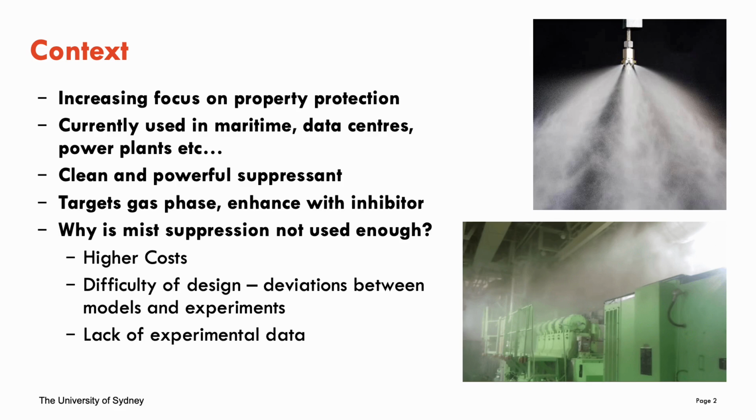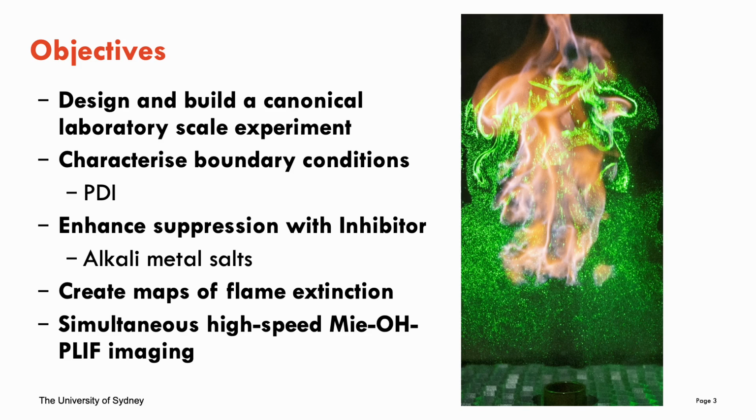But if water mist suppression is so good, why is it not used enough? That's primarily because of its higher costs. There are deviations between models and experiments, and that's primarily because there's a lack of experimental data. So our primary objective is to push the database in terms of water mist fire suppression such that in the future there are better attempts at model validation.